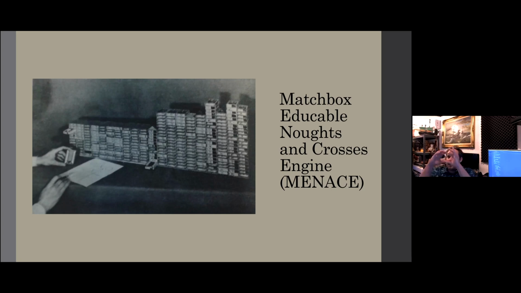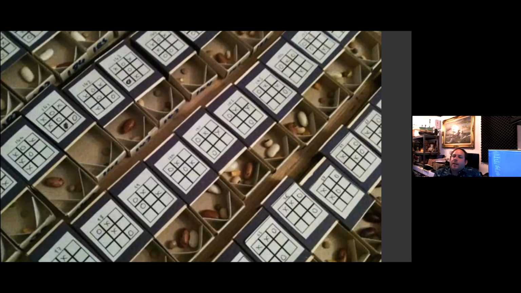So the boxes that the matches come in that you would get from Publix down here, I think Kroger up there. So just regular store-bought matches. And he proved that machines could learn with nothing more than matchboxes. So how is this possible? We're going to explore this a little bit more in a little bit. For right now, this is how he proved it.